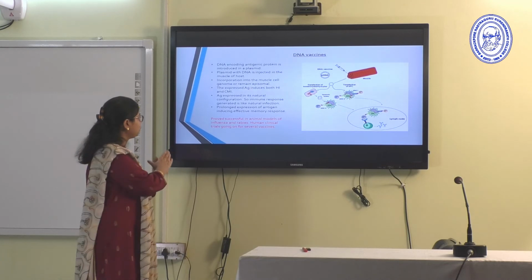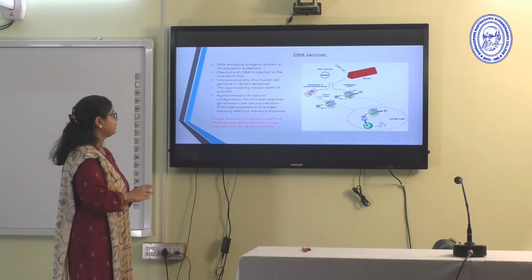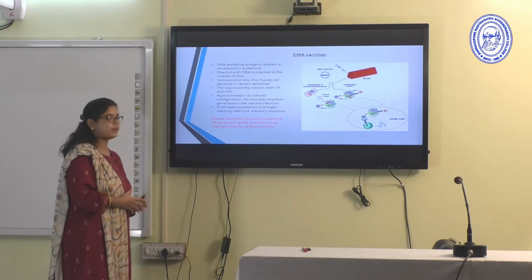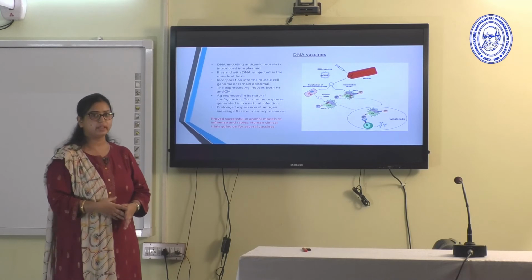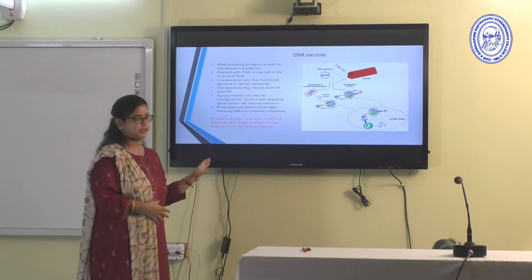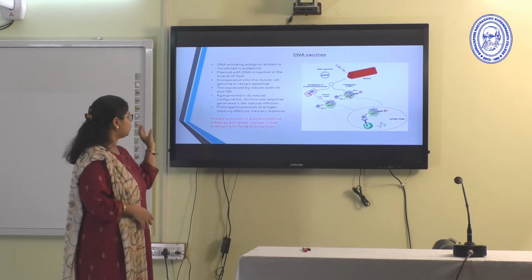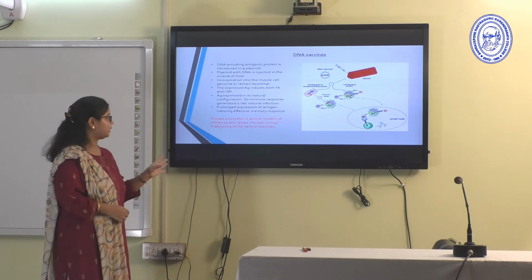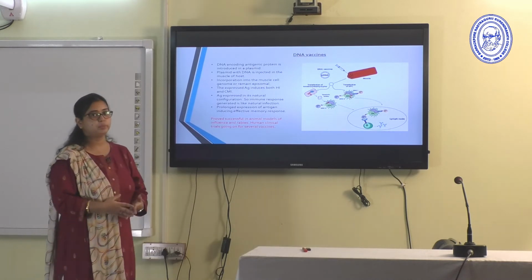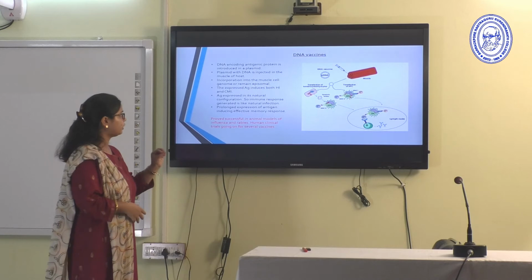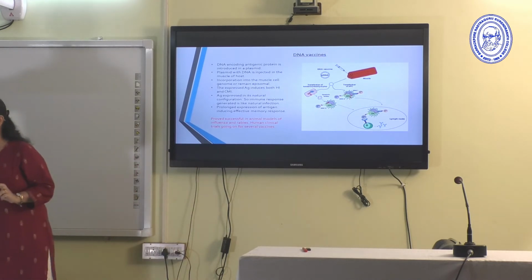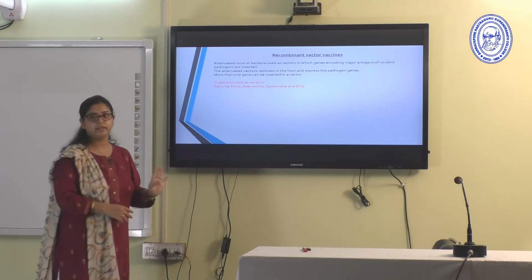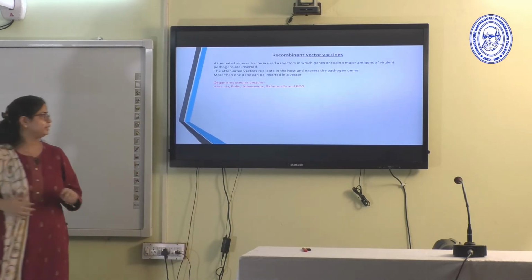Prolonged expression of the antigen induces an effective memory response, so the DNA vaccine is a good candidate for a vaccine. Research is going on in this sector because it has proved successful in animal models, like influenza and rabies, and testing is going on for human clinical trials. It is in trial mode actually. Recombinant vector vaccines, as we have already read, we will not go into detail.